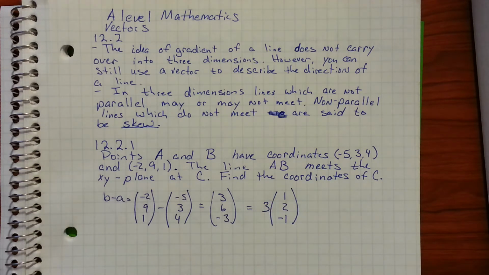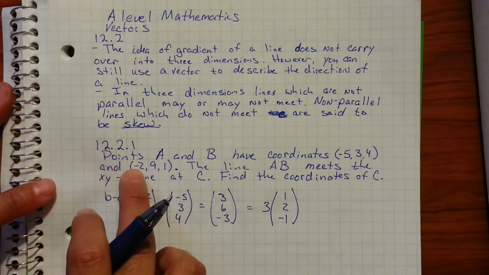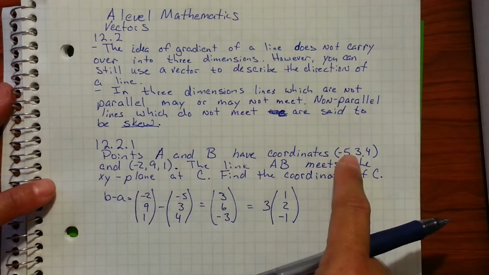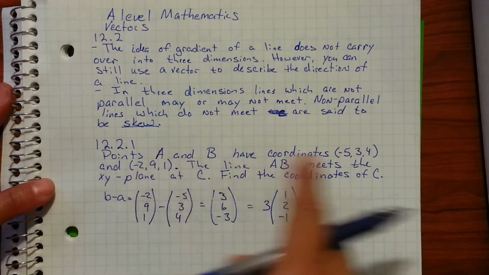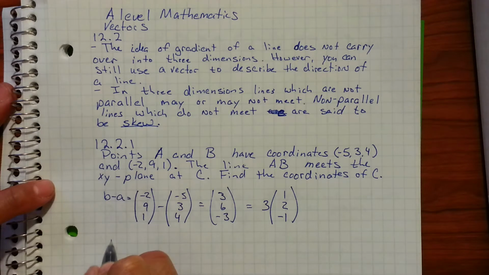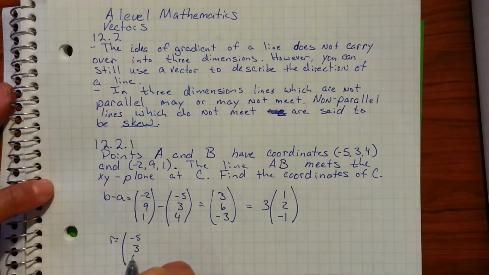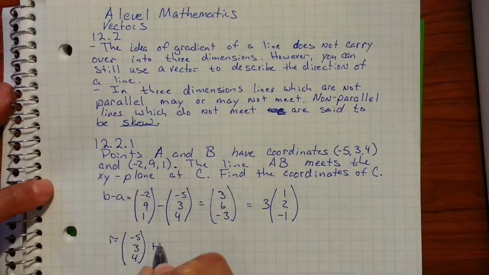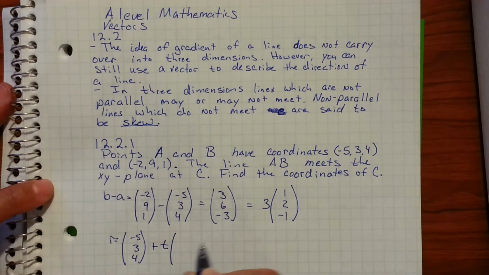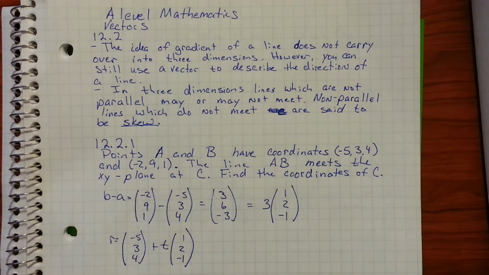So let's turn it into the equation. So the equation is going to be right here. So it's A, B. This one's A. This one's B. So I'm going to take my A. So r is equal to my A, which is -5, 3, 4, plus t, quantity of my vector, which is 1, 2, -1. So now there's my equation of that.